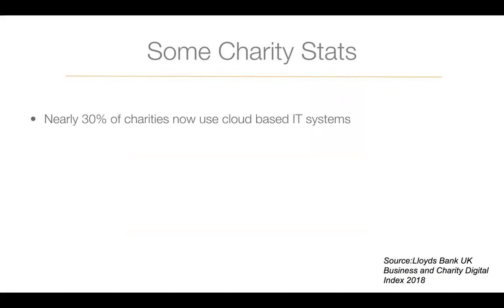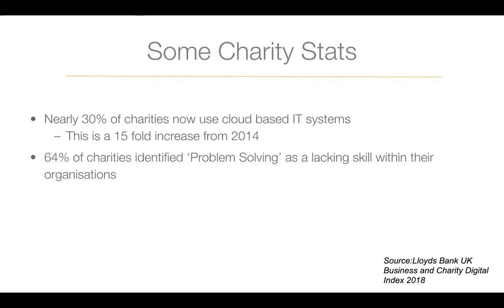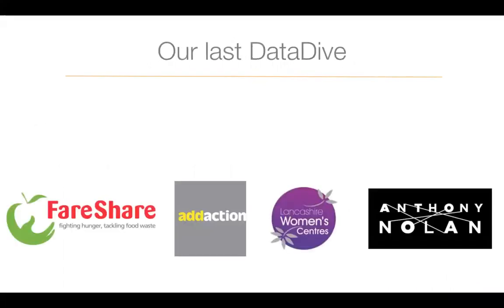So some charity stats. Obviously DataKind work with charities. Nearly 30% of charities now use cloud-based IT systems. This is a 15-fold increase from 2014, which I think is really interesting, which shows the scale of data that's being kept now, even in 5 years, has increased vastly, and the demand to keep that data. 64% of charities identified problem solving as a lacking skill within an organization. And this is in the context of a charity digital index survey. So they are looking for people who can identify problems and trends in their data and actually try and solve them.